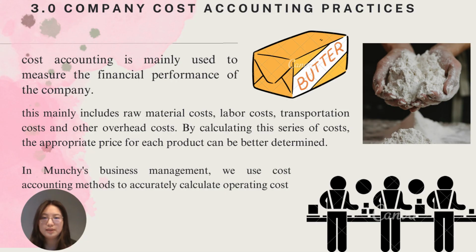For Munchy's company, cost accounting is mainly used to measure the financial performance of the company and gain a clear understanding of its profits and losses, so that the company can make suitable decisions in the future. The main purpose of cost accounting is to help determine the cost of the company's products. It mainly includes raw material costs, labor costs, transportation costs, and other overhead costs. By calculating these shares of costs, the appropriate price for each product can be better determined.